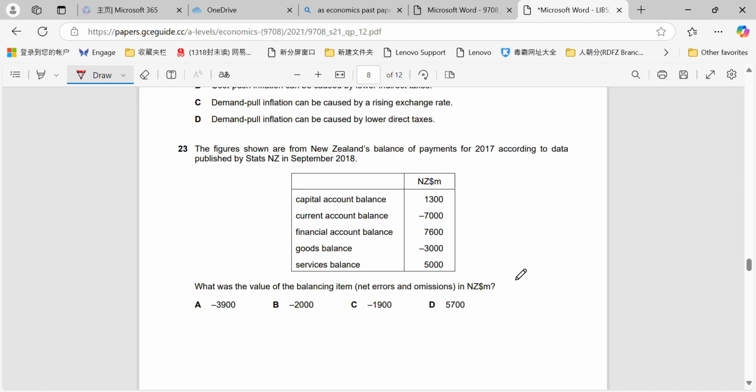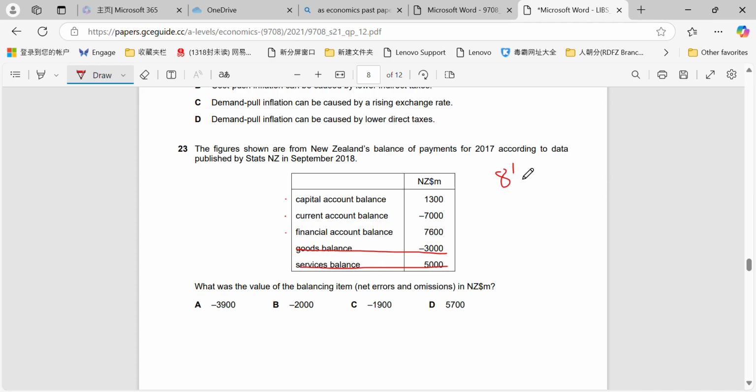So if they don't match up perfectly, what we'll do is we'll input a balancing item to make it essentially go to zero. It's like a double entry accounting system. So good and services balances we don't need to take account because we've actually got the current account balance here. And we know that the balance of payments is made up of the current account, the capital account and the financial account.